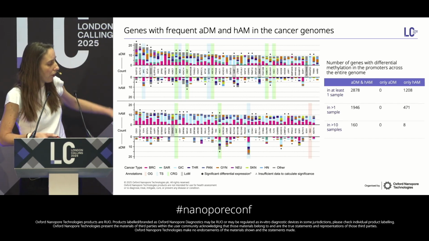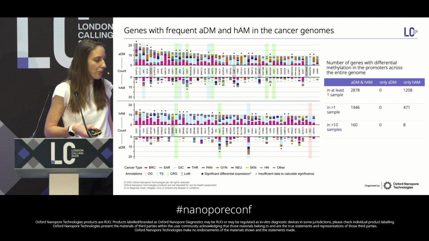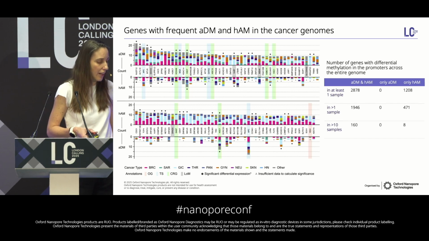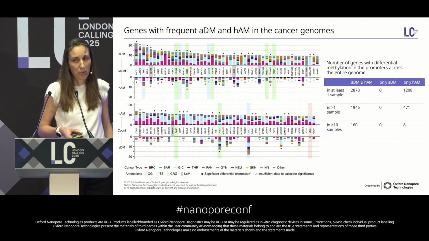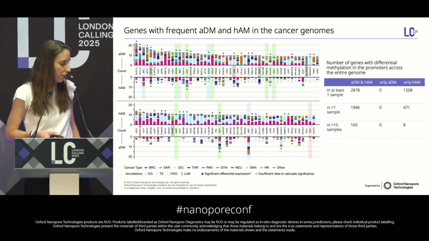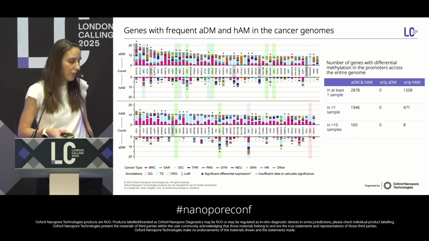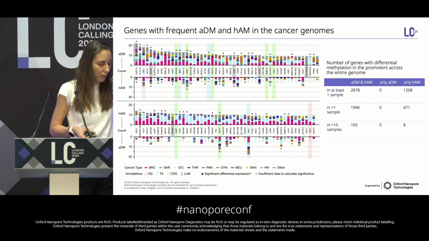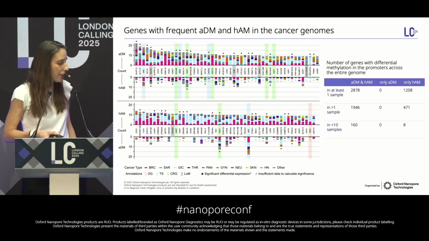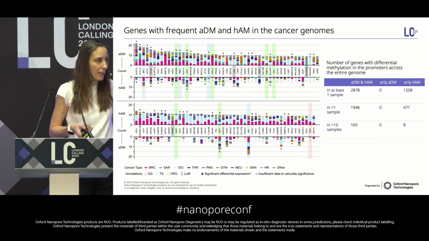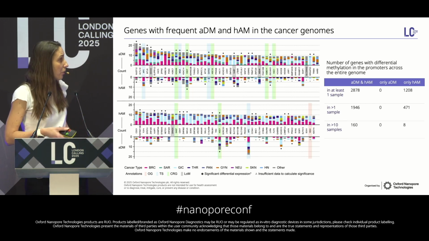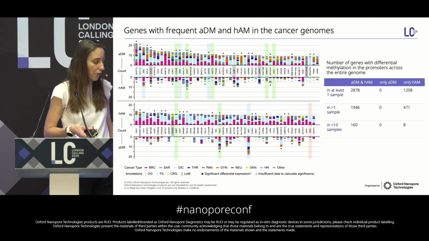On the top plot, I show the genes which most frequently show ADM. At the bottom plot, you can see the genes which frequently show HAM. I also colored the genes based on the OncoKB annotation. The blue ones are tumor suppressors, the green ones are cancer-related genes, and the red ones are oncogenes. As you can see, many of the genes which show differential methylation in the tumor samples are not associated with tumorigenesis. It will be interesting to see how these genes contribute to cancer development or treatment resistance.